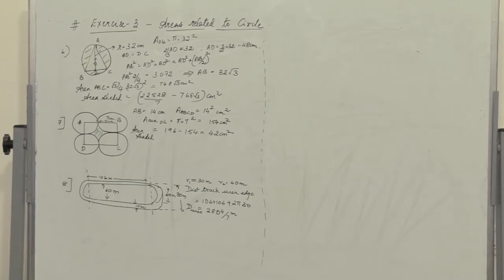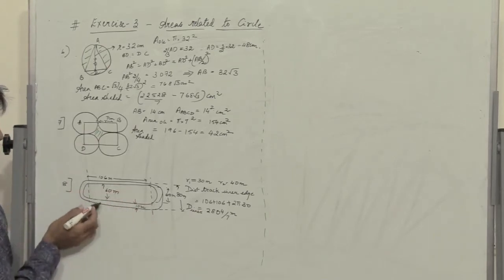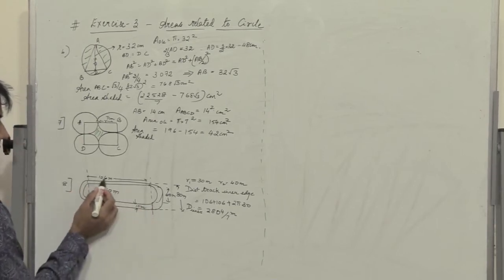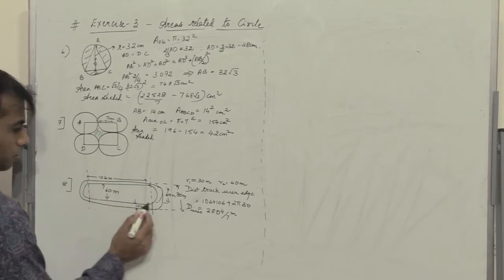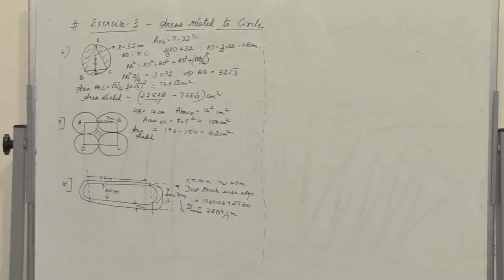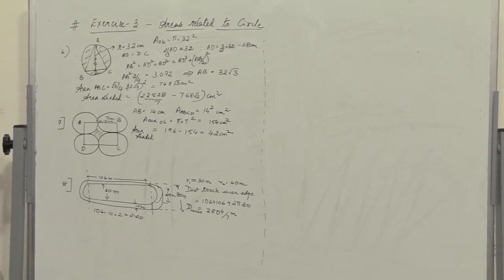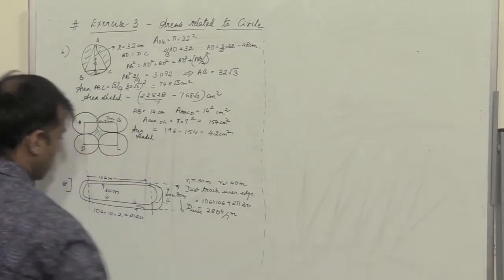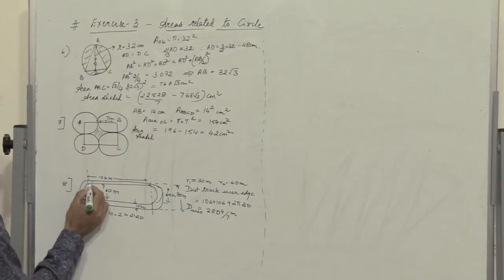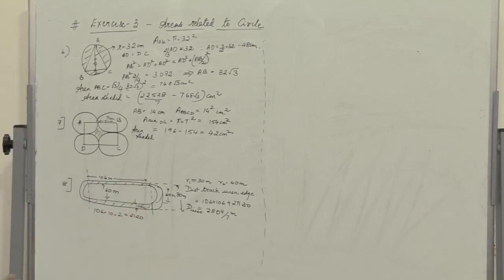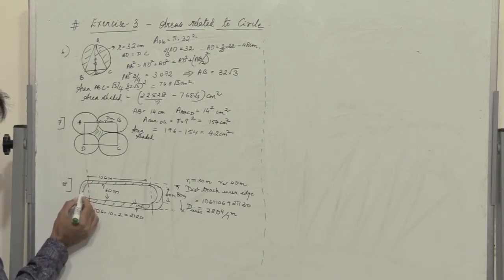So now we need to find the area of the track. To find the area of this rectangle, it's going to be 106 into 10 plus 106 into 10. So that's going to be 106 into 10 into 2, which gives us 2120. So with this we have found the area of this part of the track, and this part of the track. So now we need to find the area of this part.